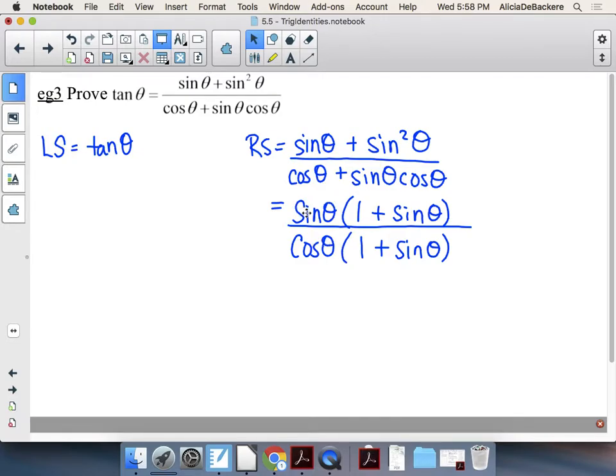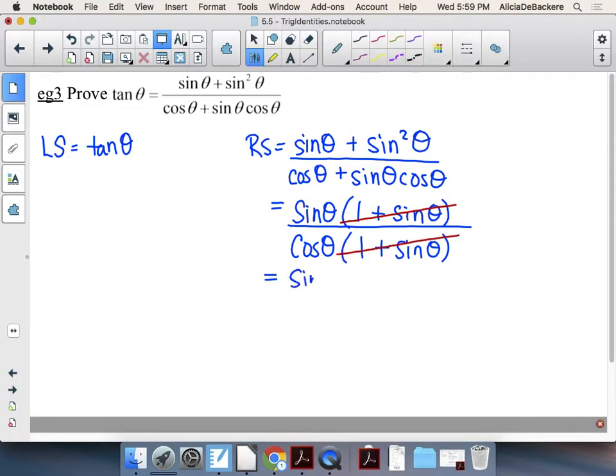So out front, I've got sine theta and cos theta. Those are not the same thing, right? This is the opposite over the hypotenuse, and this is the adjacent over the hypotenuse. Not the same. But inside the brackets, everything matches. So I can cancel the entire bracket because I'm multiplying by that bracket on the top and the bottom. And what I'm left with over here is sine theta over cos theta.